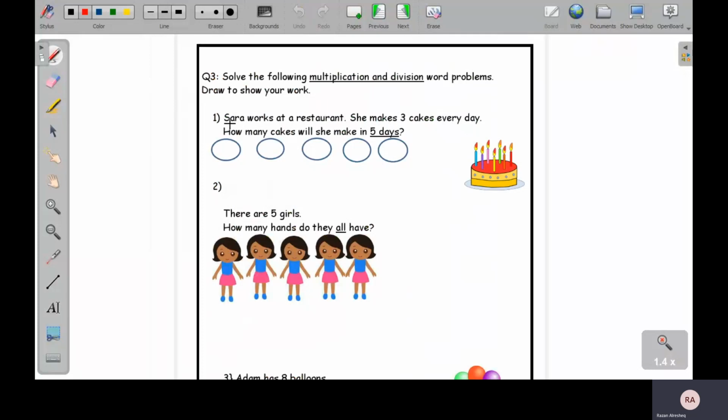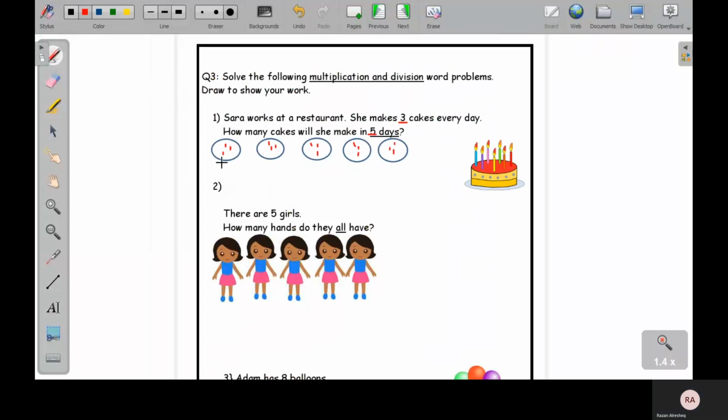Let's read number 1. It says, Sada works at a restaurant. She makes 3 cakes every day. How many cakes will she make in 5 days? So here are my 5 days. And I want to know how many cakes she's going to make. So I'm going to place 3 in each day. For example, the second day, the third day, she made 3. Here, she made another 3. And the last day, she made 3.